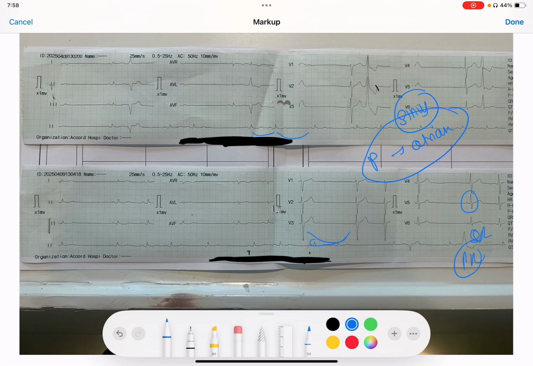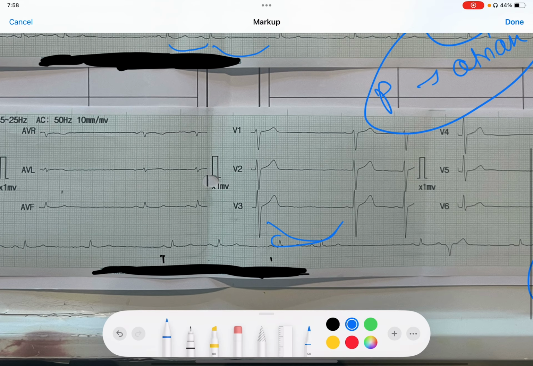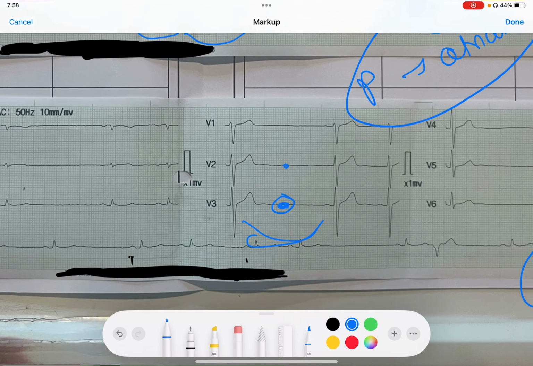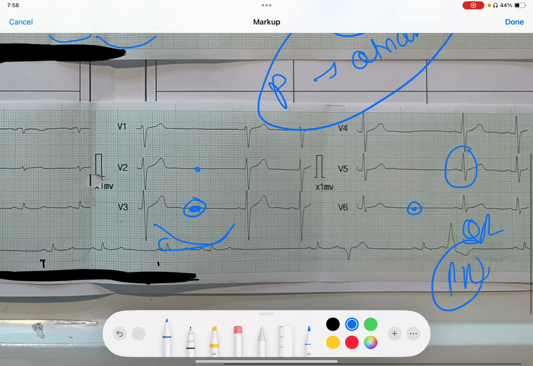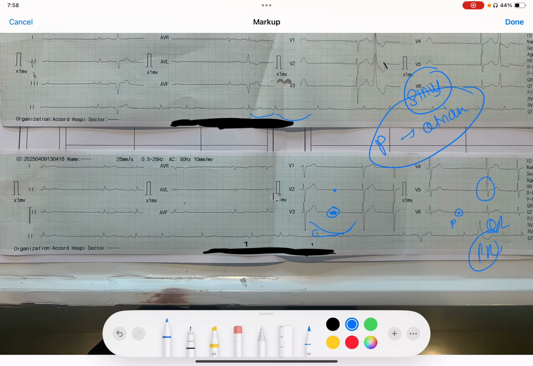PR is constant, means there is not a block. But the generation of P wave, which should have been there, is not happening. Means ideally, the P should have come here, but it has not come. The P should have come here, but it has not come. That P wave generation is a function of atrium, means it is a function of SA node, the sinoatrial node.